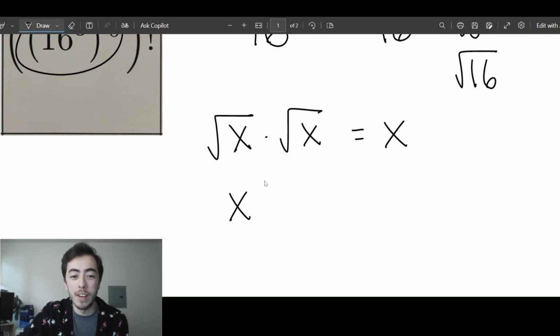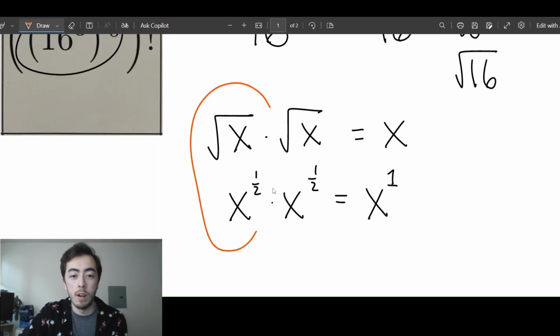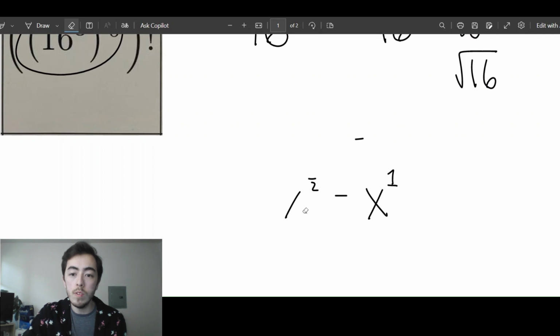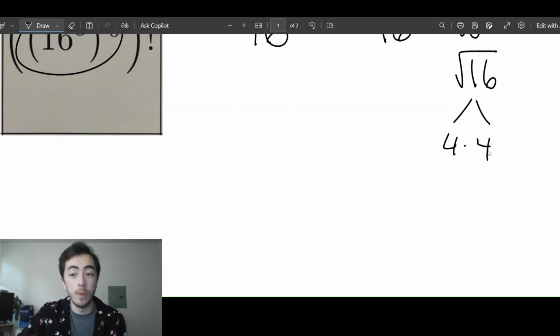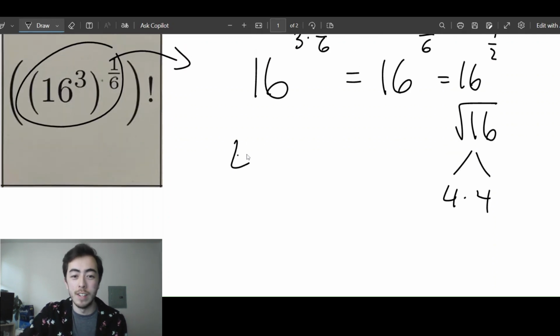So specifically, if I have x to the power of 1/2 times x to the power of 1/2, I can add those exponents together and I'll get x to the power of 1. And this shows that x to the power of 1/2 is the same thing as a square root. So with this knowledge, we can evaluate 16 to the power of 1/2 as just a square root of 16. I know that 4 times 4 is 16, and therefore, all of this inside stuff just evaluates to a 4.